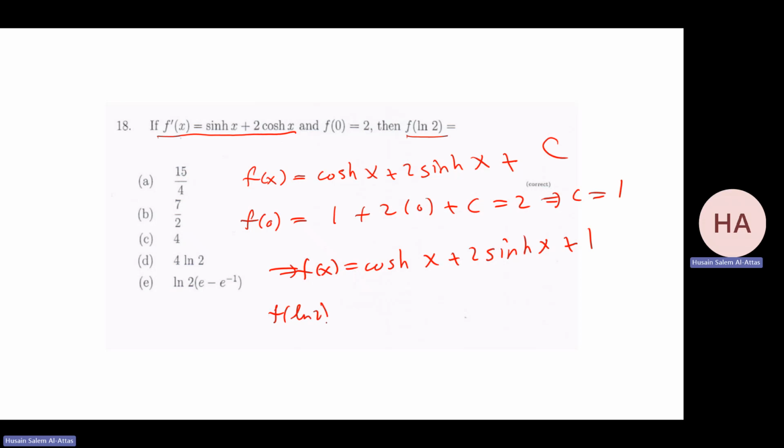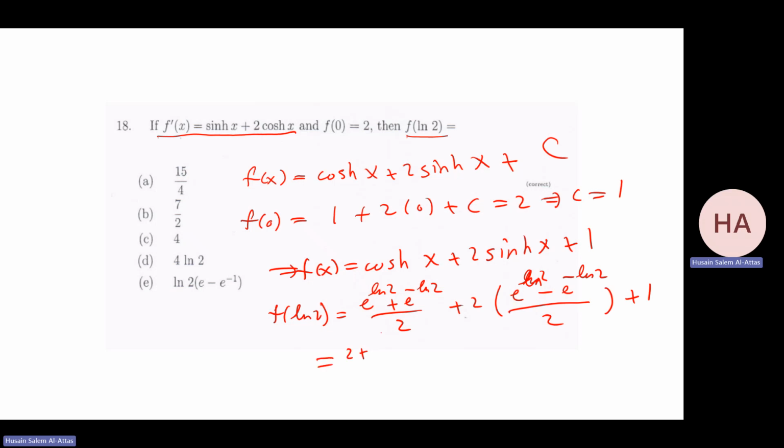F at ln 2, that will be (e^(ln 2) + e^(−ln 2))/2 plus 2 times (e^(ln 2) − e^(−ln 2))/2 plus 1. That gives me (2 + half)/2, this is cancelled, plus 2 minus half plus 1. That gives me what? 5 over 4 plus 3 minus half. 3 minus half is 5 over 2. So that is 10 over 4, so that is 15 over 4. That will be the answer.